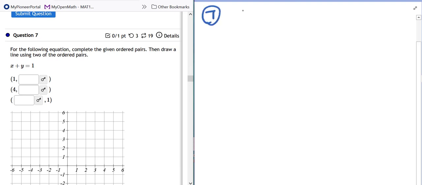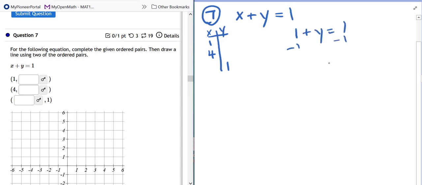All right, so they want us to plug in and then graph. So they're starting us out, and they give us 1. It's in the first position, so they're giving us x. I'm going to put it in a table form. So they're giving us 1, they're giving us 4, and they're giving us 1 for y then. All right, so if they give us 1 for x, we write it down and we plug it in. So 1 plus y equals 1, and you're going to have to subtract it. So y will equal 0. I'm going to switch and put that in a different color. So we solved for that one.